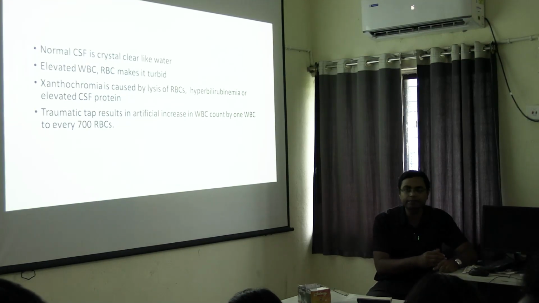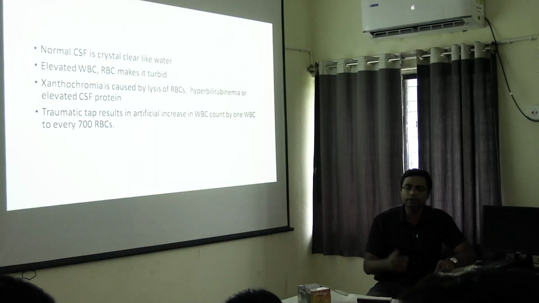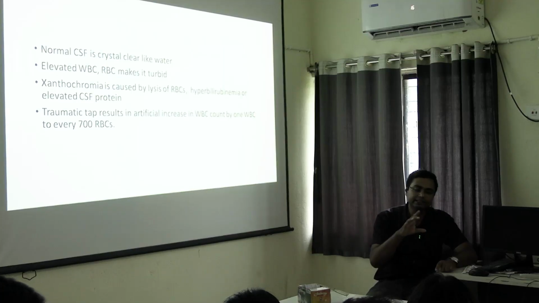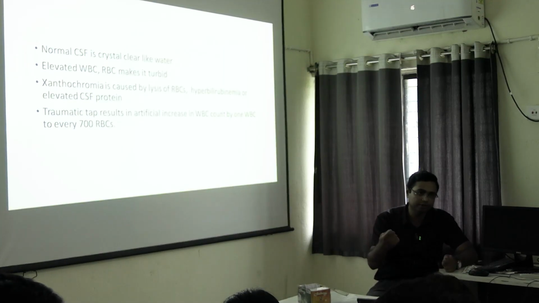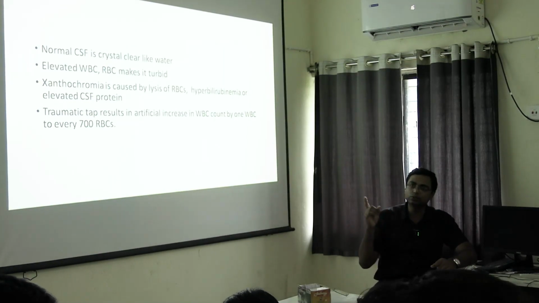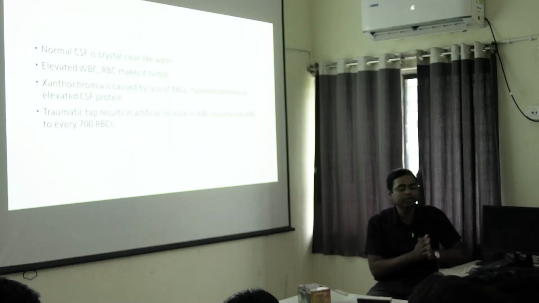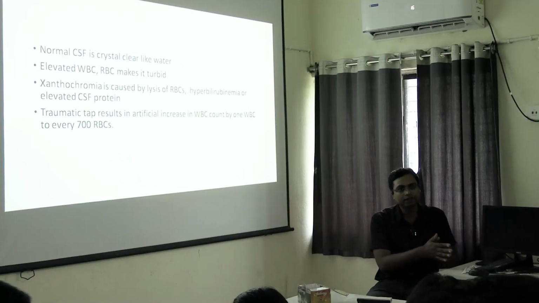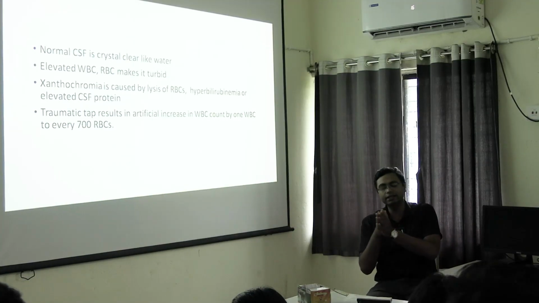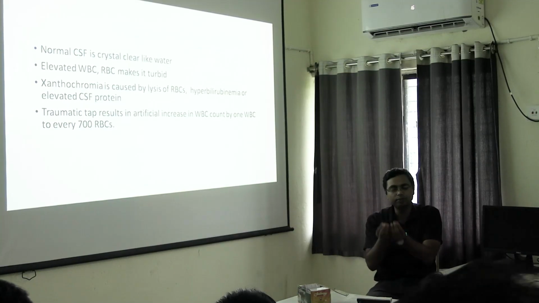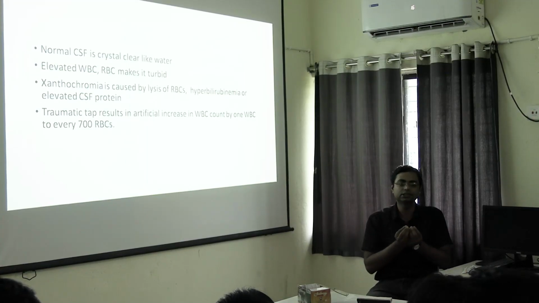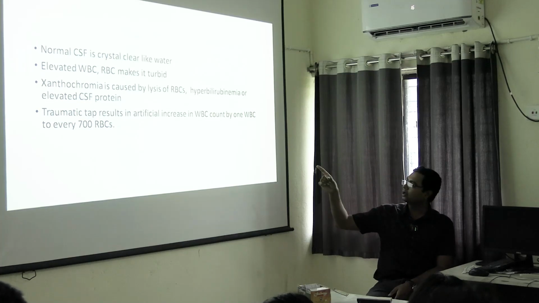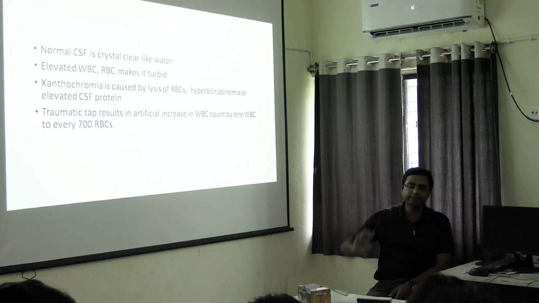In traumatic tap, you have done CSF, you have sent it to the pathology. Now the report has come. It says there is plenty of RBCs because you have done traumatic tap. But to detect infection, we are focused on counting WBCs, not RBCs. But if you have done a traumatic tap, then the WBC will come along with RBCs. So you have to make correction. So what correction you have to make? 1 WBC per 700 RBC.